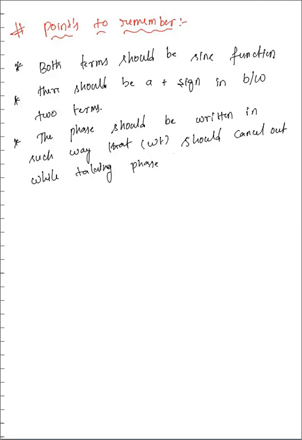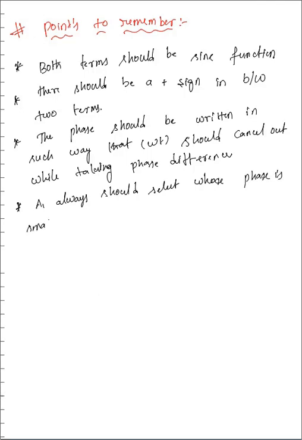Means the omega 1 value and omega 2 value should be the same. Then only the omega t values will get cancelled. Next, A1 should always be selected as the one whose phase difference is smaller. Whose phase is smaller, which we can discuss here.